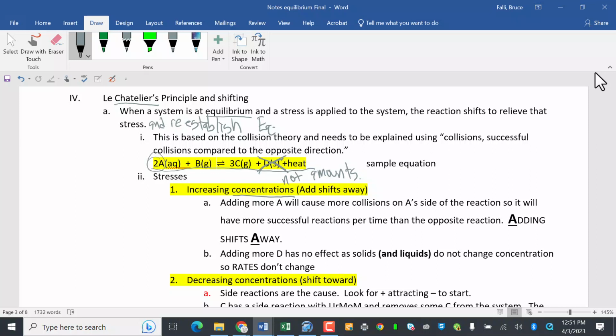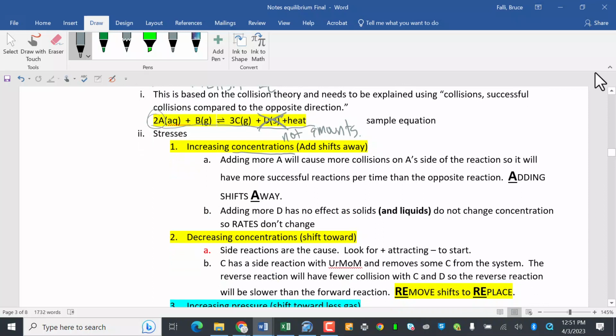If there's more A's, it'll hit B more often, so more successful collisions per time than the opposite reaction. Adding more D has no effect, as solids and liquids do not change concentration, so rates don't change. Remember, solids and liquids do not cause shifts.